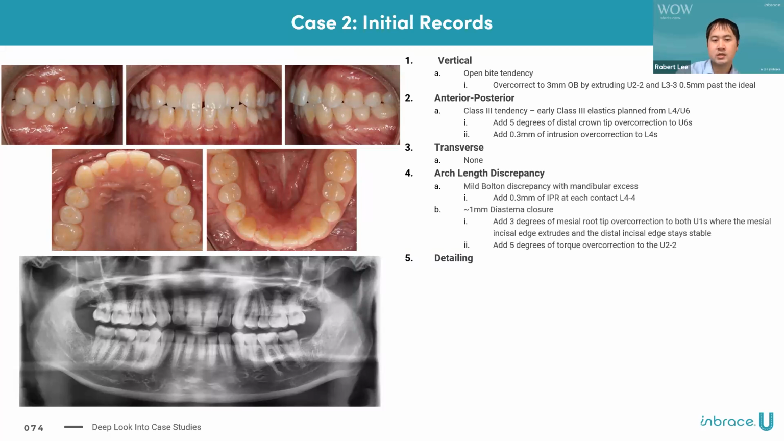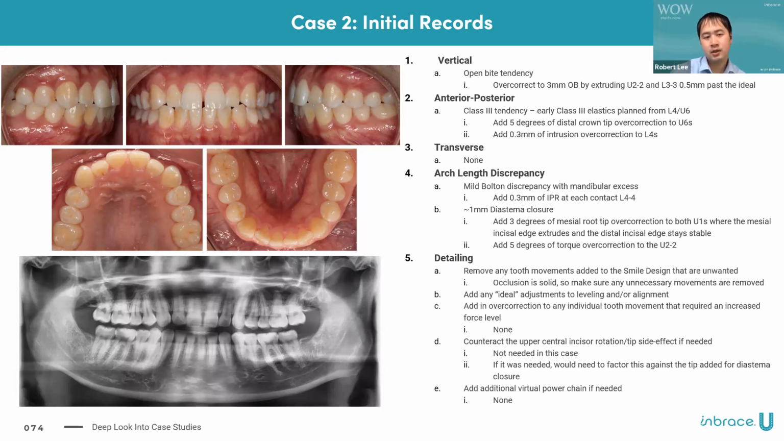With the arch length discrepancy, as I mentioned, I'm going to add some IPR. There is a slight Bolton discrepancy with undersized upper laterals. And then with the diastema closure, it's a pretty small one. So if you remember, we said tip can be refined with 369. 1 millimeter diastema closure equals about 3 degrees of tip side effect per tooth. So we can add about 3 degrees of mesial root tip overcorrection to both the upper ones. And again, making sure that you have the proper vertical, where the mesial incisor extrudes past the ideal and the distal incisor edge stays stable. So again, place the distal so the 1-2 discrepancy between each other is at the ideal location. Because there's going to be a little bit of torque loss as well, you can add some torque overcorrection. Also, this will help with establishing proper overjet.